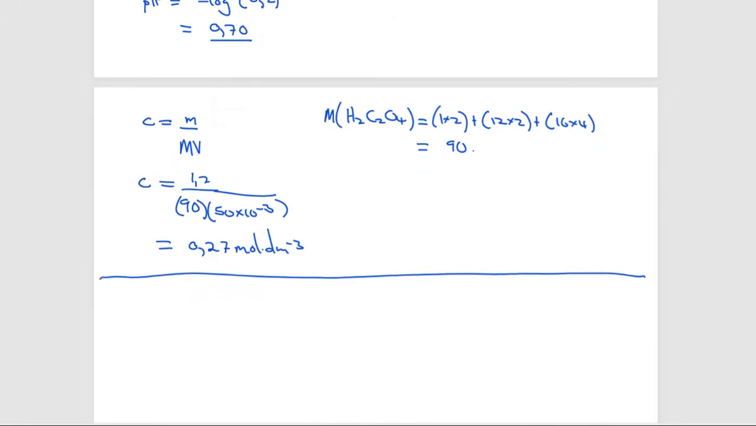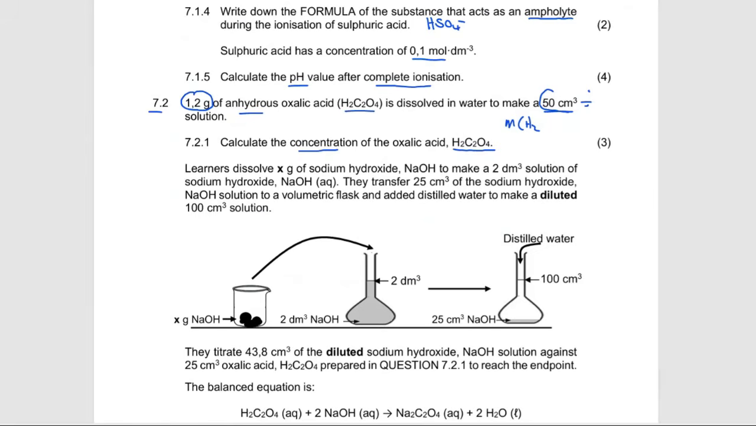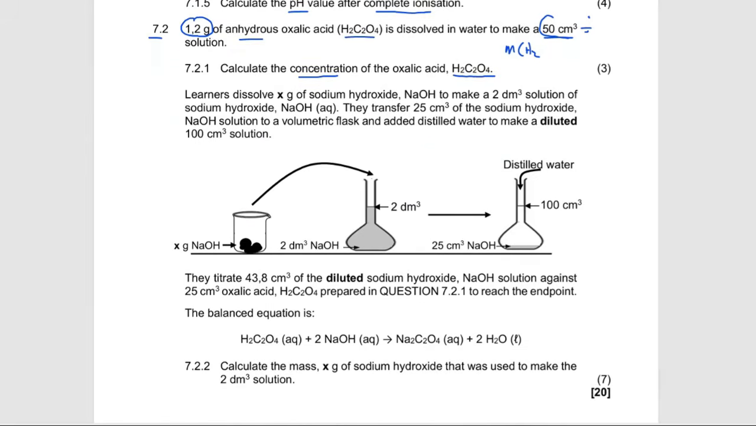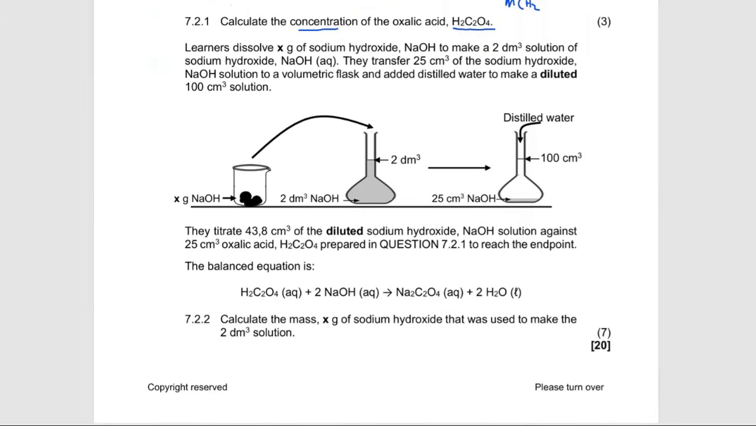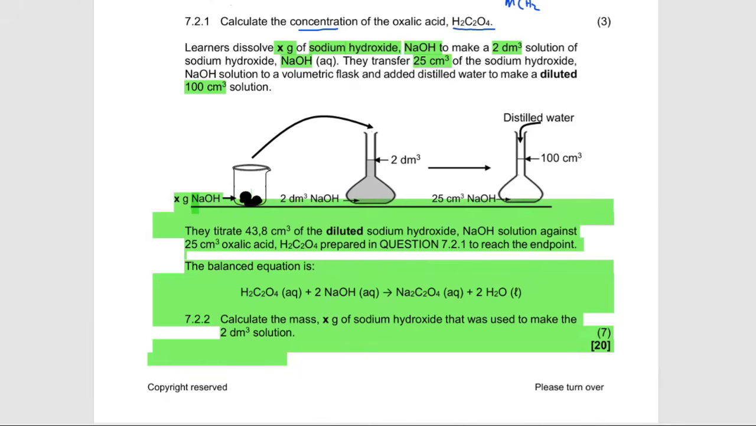So now to proceed to the next question, which is 7.2.2. 7.2.2 says here, oh, before that there's a statement. They're telling us learners dissolved X grams of sodium hydroxide, which is your NaOH, to make a 2 dm cubed solution of sodium hydroxide. They transfer 25 cubic centimeters of sodium hydroxide solution to a volumetric flask and added distilled water to make a diluted 100 cubic centimeter solution, right? So these are the processes and the steps that were given there, right?